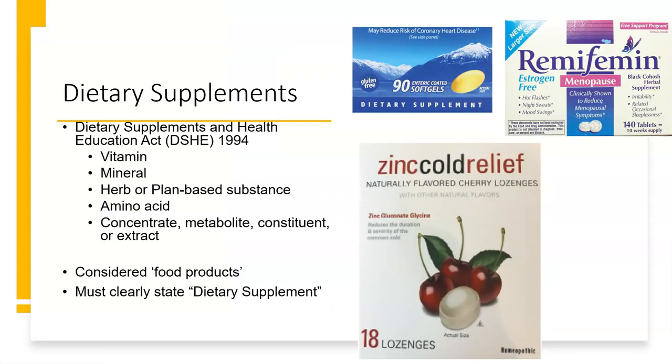Okay, just a couple more slides to go and we're through this chapter 1. So the next thing to talk about are dietary supplements. In 1994, the Dietary Supplement and Health Education Act, or the DSHEA, was passed. And what it did was it identified things that are considered dietary supplements: vitamins, minerals that aren't prescription like iron or potassium chloride, herbals or plant-based substances, amino acids, and then concentrates, metabolites, constituents, or extracts of these natural components.